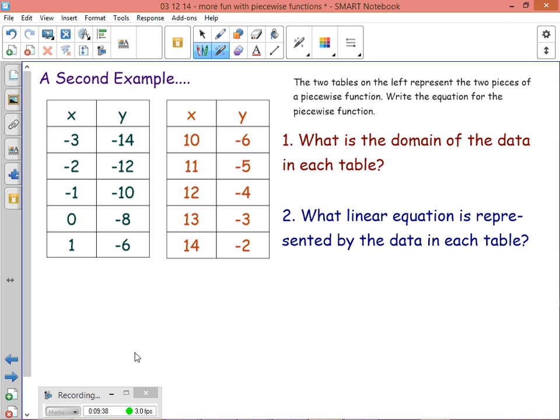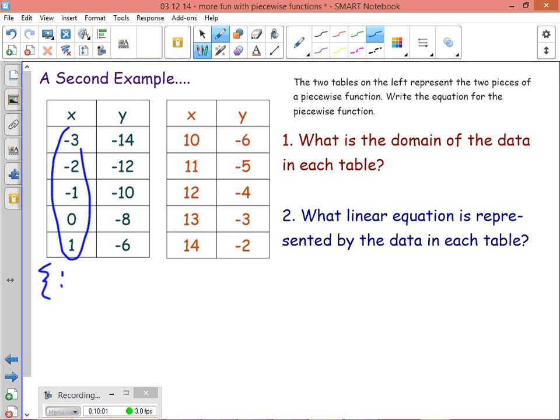I'm going to do one more. A second example. What's the domain of the data in each table? What linear equation is represented by the data in each table? Okay, so my domain for this one, I'm going to skip the all real x part because I run out of room quickly here, but you can write smaller than I can. So you can go ahead and write all real x. But my domain here is just that. So I'd say x is in between negative 3 and 1.